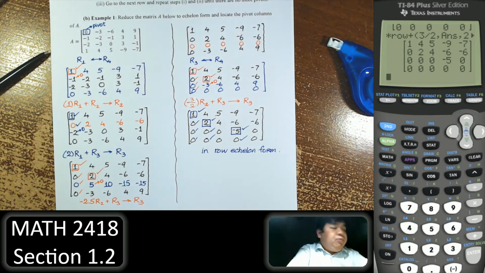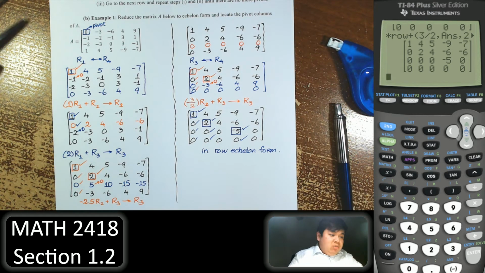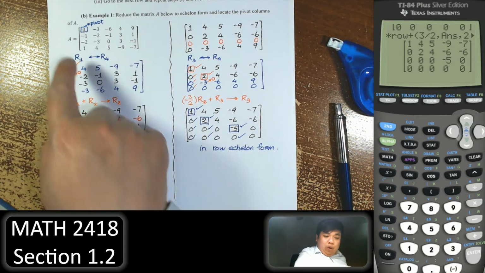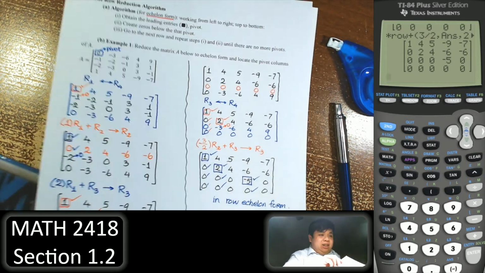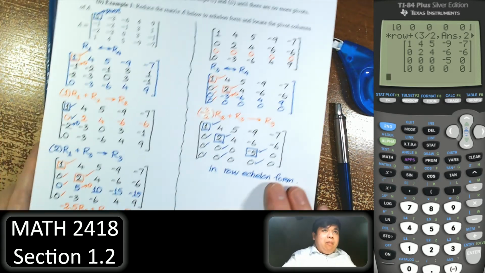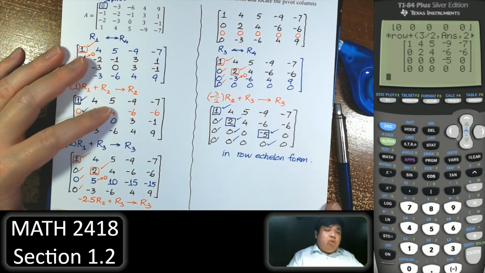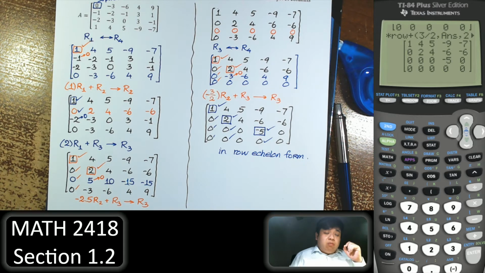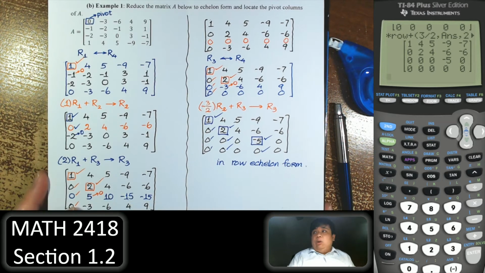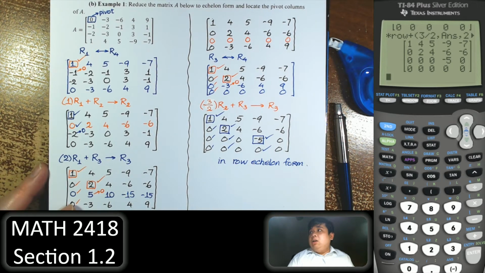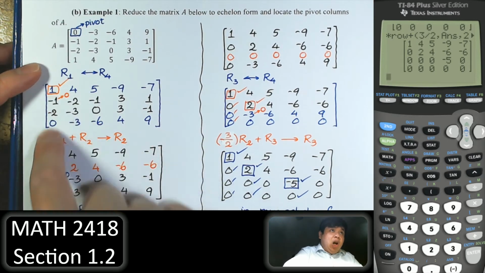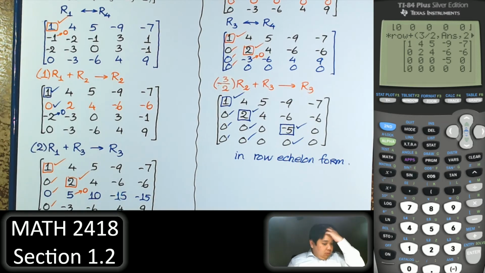Don't worry, we only do this a few times in this section, and after that we just get the calculator to go from here to there. It's even better than this, but that's what we do. So the idea is get the pivot, the non-zero entry first, and then we turn everything below that to 0.